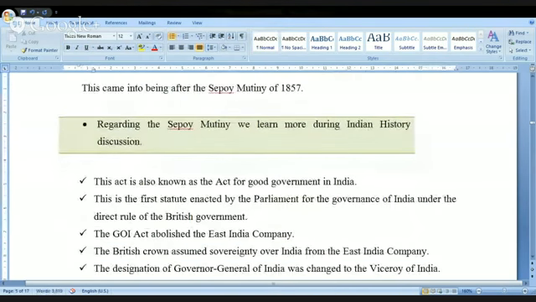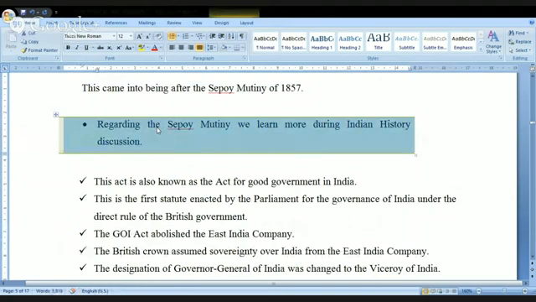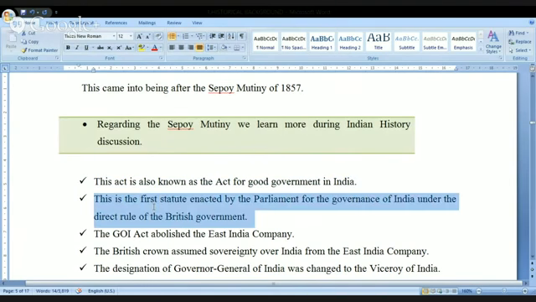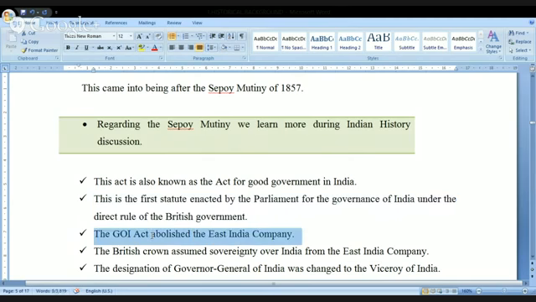Now, this came into being after the Sepoy Mutiny of 1857. Regarding this mutiny, we'll try to see it when we talk about Indian history. Kindly remember, this act is also known as the Act for Good Government in India. This is the first statute enacted by the Parliament for the governance of India under the direct rule of the British government. All these days it was East India Company rule. From now onwards, it is the British government's direct rule over India, and this decision was taken by the British Parliament. This Government of India Act of 1858 abolished the East India Company rule in India.